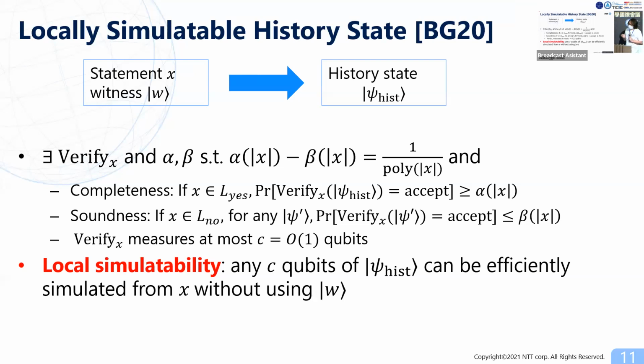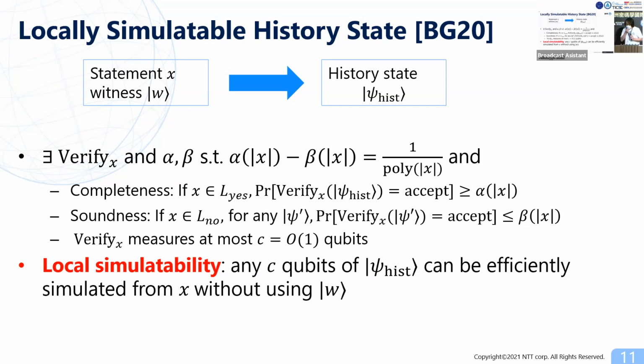First, there is some verification algorithm and some alpha, beta with inverse polynomial gap that satisfy the following. If X is a yes instance and verification takes the honestly generated history state, then the verification accepts with probability at least alpha. On the other hand, as a soundness, if X is a no instance, then for any quantum state psi prime, verification accepts with probability at most beta. And as a third property, verification algorithm measures at most C qubits of the history state, where C is some constant, and especially in the paper, C is set to be 5. And as additional property, we require local simulatability, which means that any C qubits of history state can be efficiently simulated from X without using the witness.